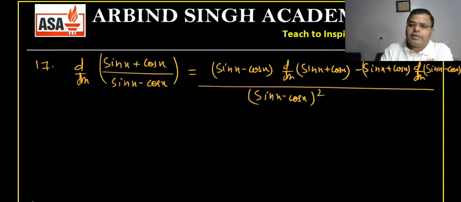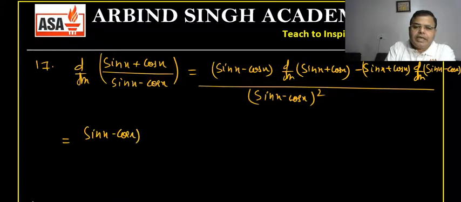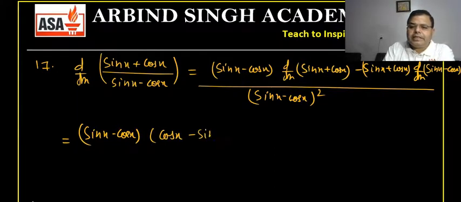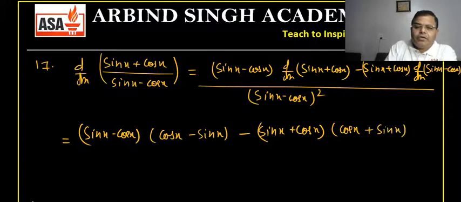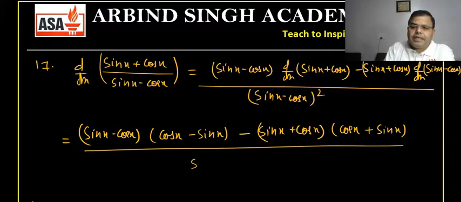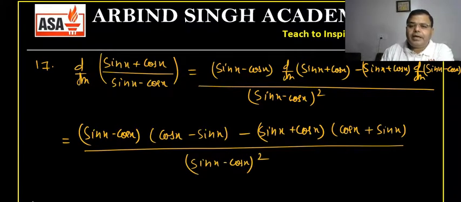whole square, right? So that will come up here: sin x minus cos x as it is, times the derivative of sin x, which is cos x, and the derivative of cos x is minus sin x, so minus sin x plus cos x as it is, times the derivative of sin x, which is cos x, and the derivative of minus cos x is minus sin x, it will be plus sin x, whole divided by sin x minus cos x whole square. I hope you got it.